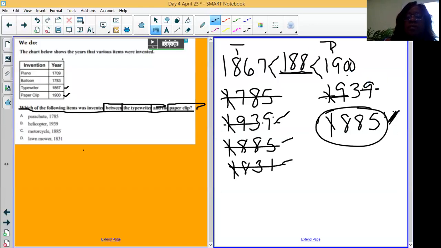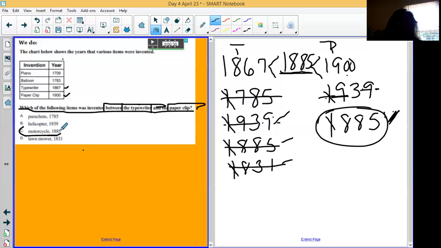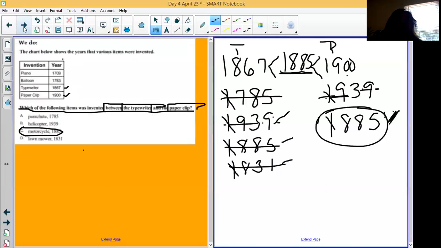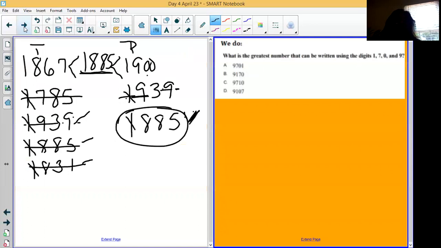So 1885 should fit right here. So I go back and check. 1885 is greater than 1867, but 1885 is less than 1900. So my answer is the motorcycle seat. I'll take a few minutes and pause as you write this down. If you need additional time, just pause your video. Let's go to your next problem.